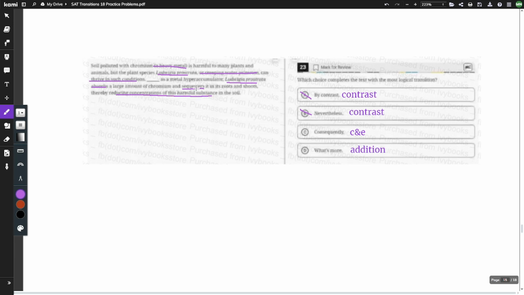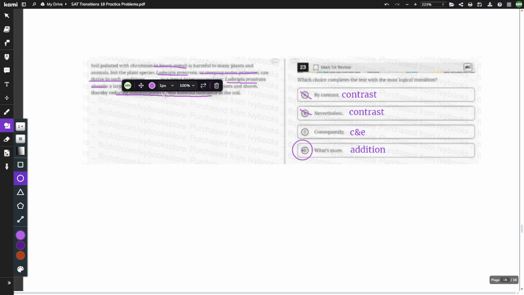So this plant does two things. It thrives in the soil with this chromium, and it also absorbs the chromium and reduces its concentrations. Since we have two things, it's what's more, because we're adding information. First we said it thrives, then we said that it reduces concentrations. That's two. It's not cause and effect. You would think it's cause and effect, because it can thrive because it does this. But that's not right. It can't thrive because it can absorb the chromium. If anything, it'd be the exact opposite.